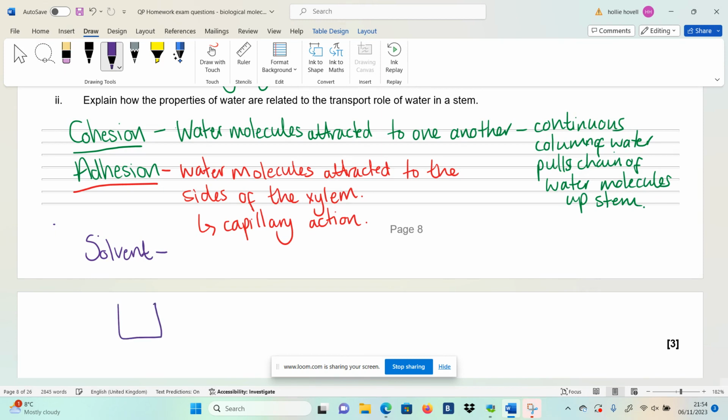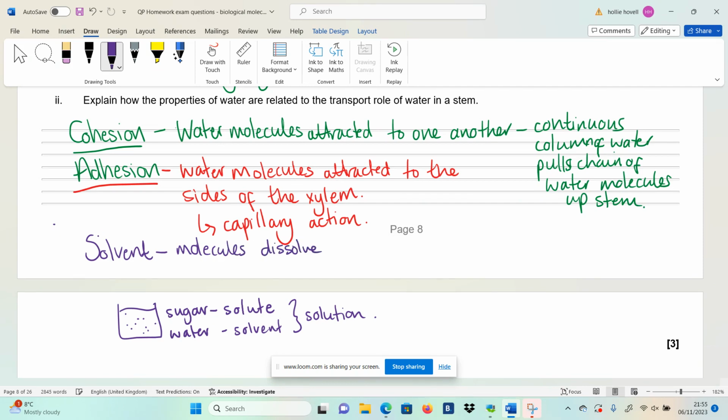So if you remember, if we had a beaker of water and the sugar molecules dissolve in the water, the sugar is what we call the solute, is the thing that dissolves, whereas the water is what it dissolves in, that's the solvent, and together they make a solution. Yeah, so the water is a solvent. Other molecules can dissolve in water. So, for example, we can say molecules dissolve in water.